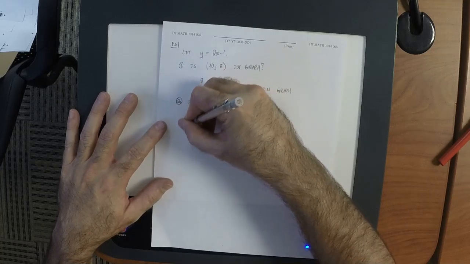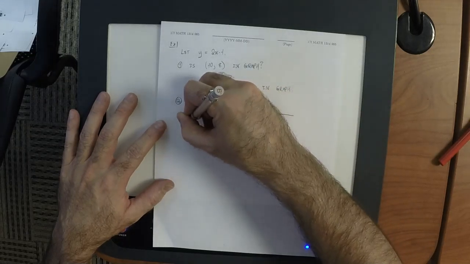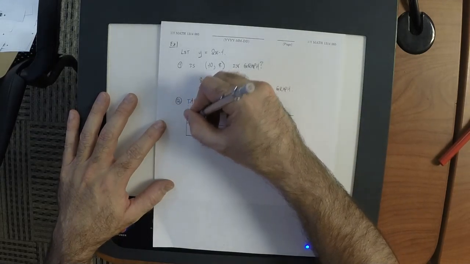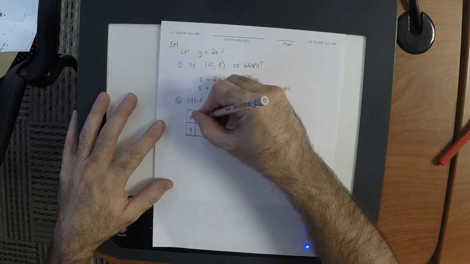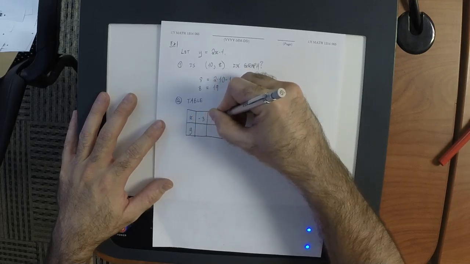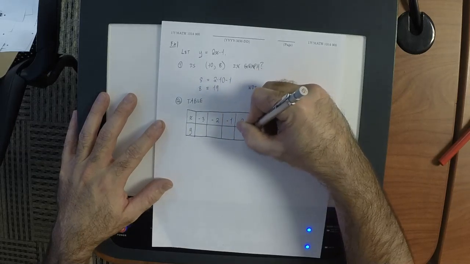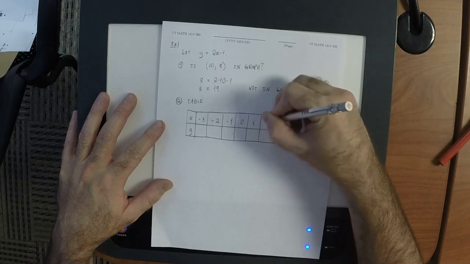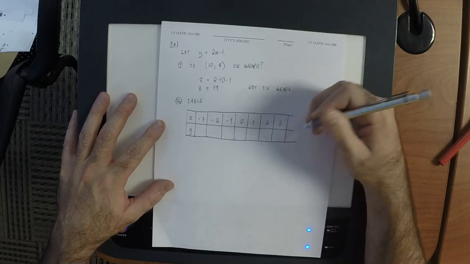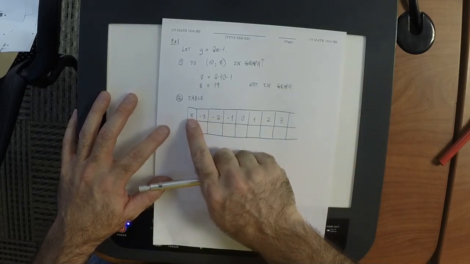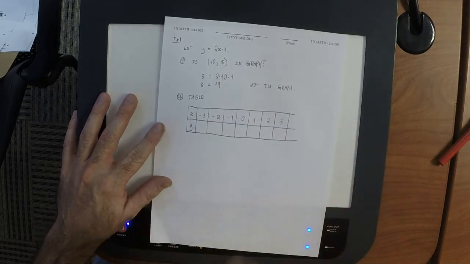I could say, okay, let's make a table of values. So the first row is x's and the second row is y's. And we'll start with negative 3. So negative 3, negative 2, negative 1, 0, 1, 2, 3. So what I mean by this is I want to consider x values negative 3, and so on, all the way.